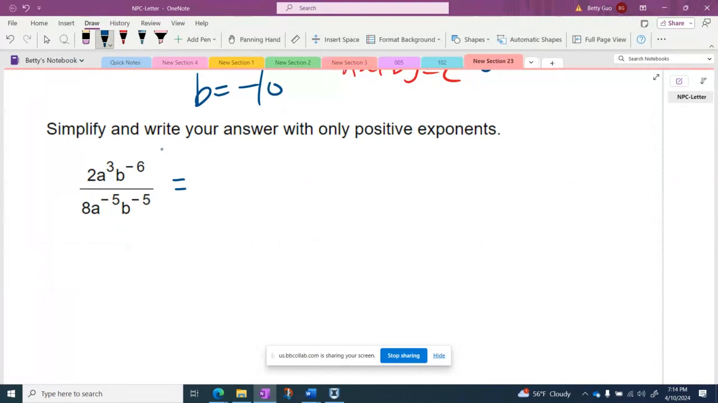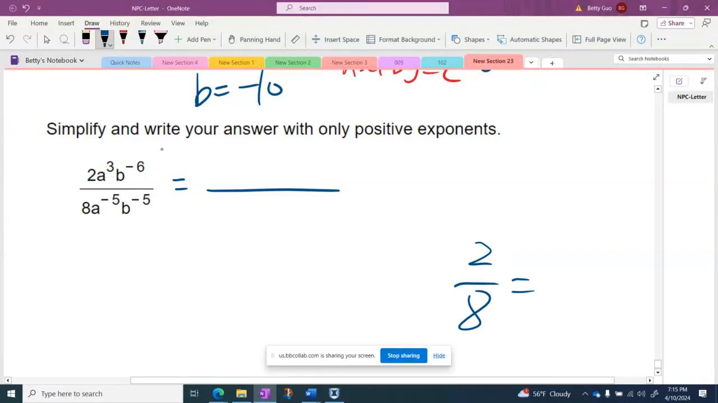Firstly, I saw the 2 on the top and the 8 on the bottom. 2 over 8 is 1 over 4. So the 2 will be cancelled from the numerator, and we will have a 4 on the denominator. That's the first thing I notice. Secondly, we have a cube on the top. We have a to the power of negative 5 on the bottom.